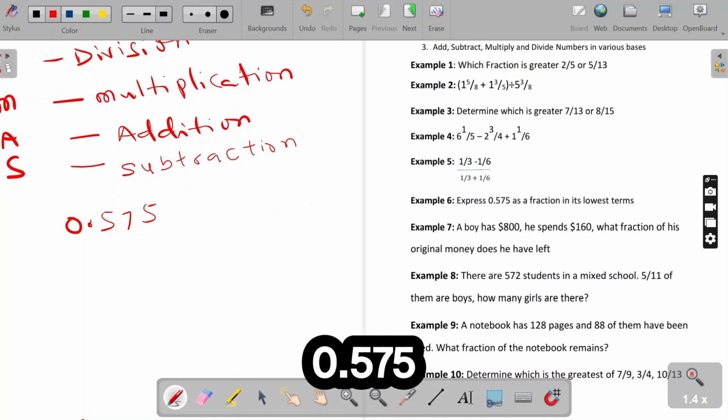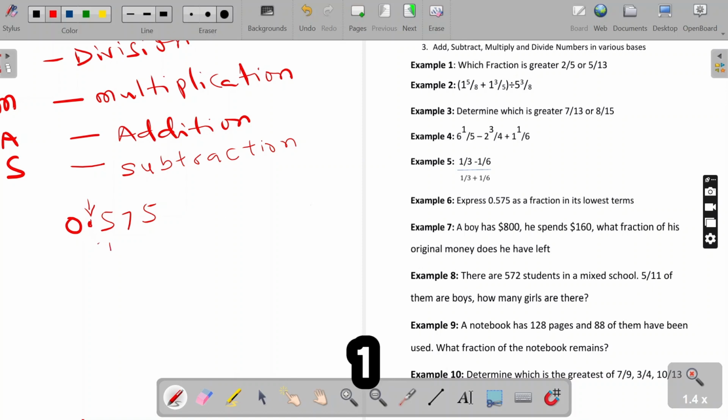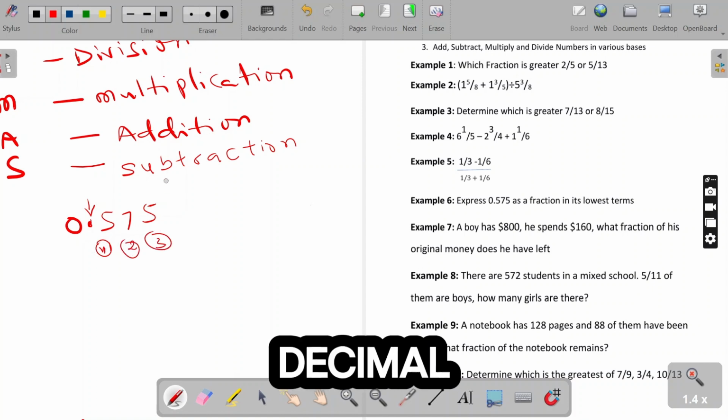The question is 0.575. Locate the decimal point. That's the very first thing. This is the decimal point. After the decimal point, how many digits do we have? We have 575. That's 1, 2, and 3. We have 3 digits after the decimal point.